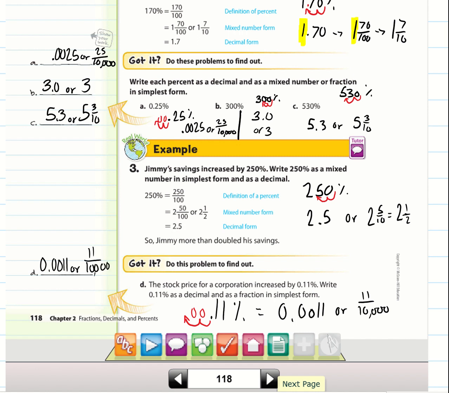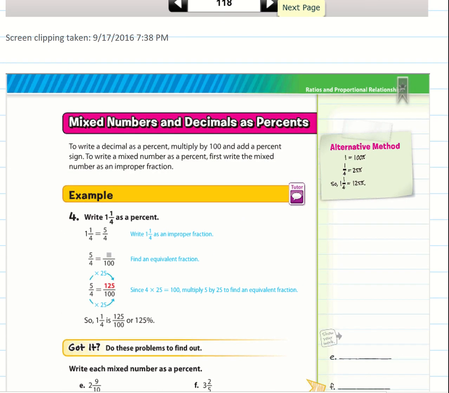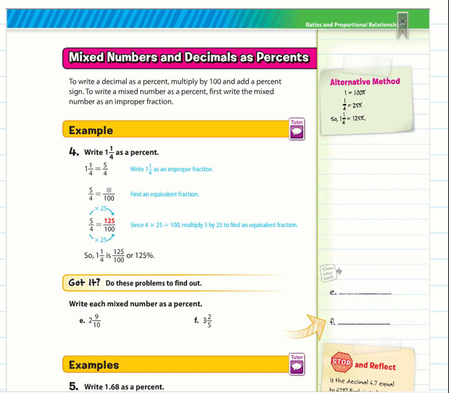So if I had to make a guess, I'm assuming now we're going to be doing the opposite. Alright, so moving on, mixed numbers and decimals as percent. So yeah, we are doing the opposite. To write a decimal as a percent, multiply by 100 and add a percent sign.